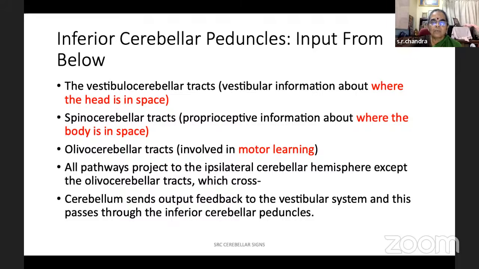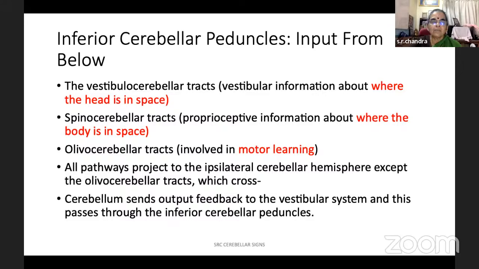And olivocerebellar is for motor learning. Whenever the body parts are swaying and not aligned, many other systems are acting. So vision will see that the body is not aligned properly with the lion. So what will happen? The image will slip on the retina. We just want to see where exactly the lion is so that you can run and escape. But when you are not properly aligned, the image of the lion will slip on the retina. That is called retinal error.